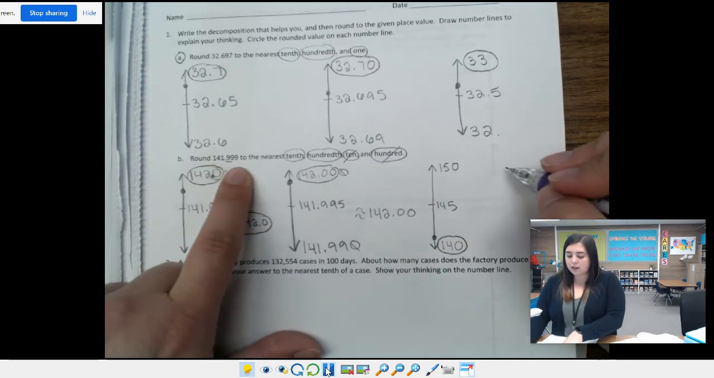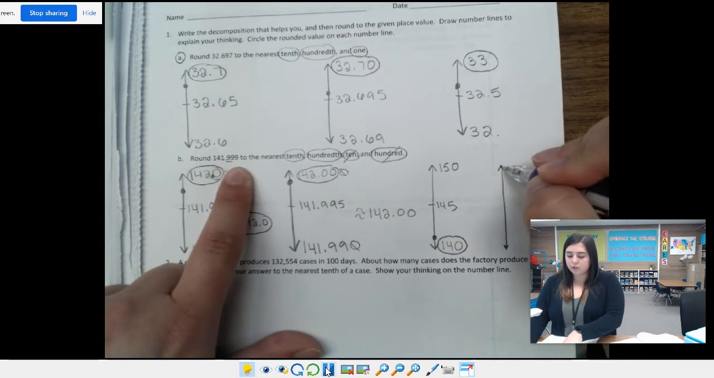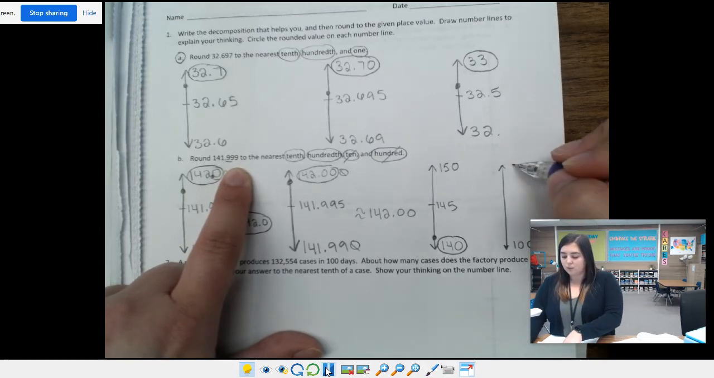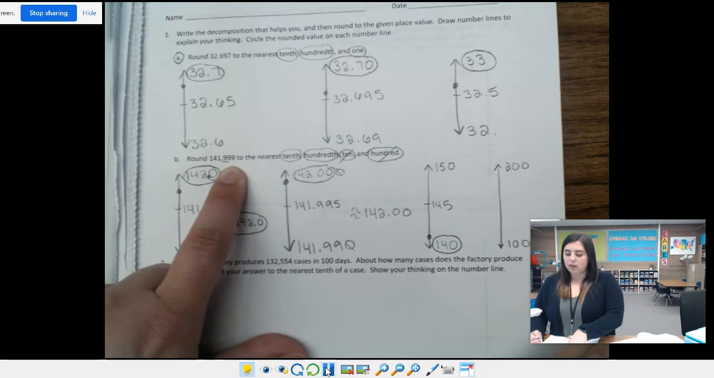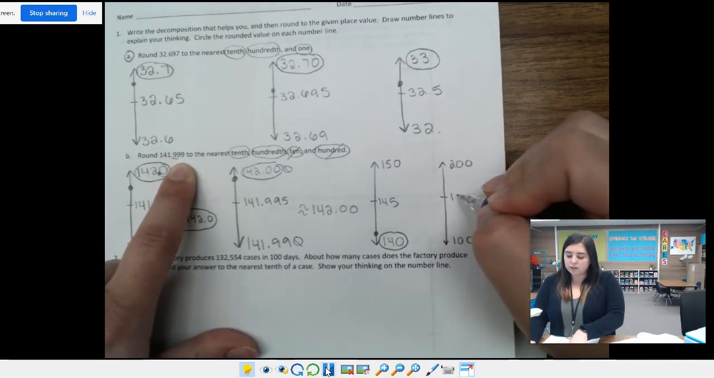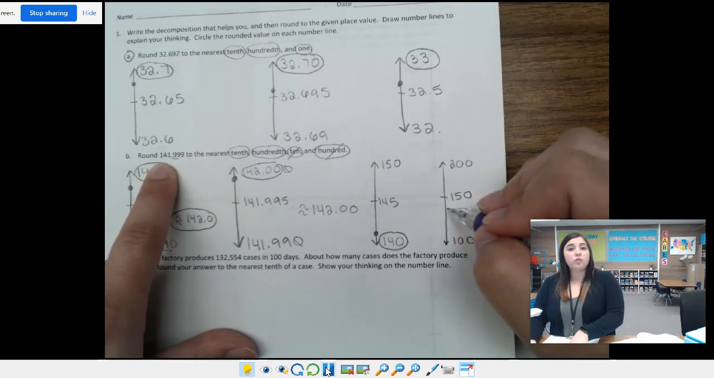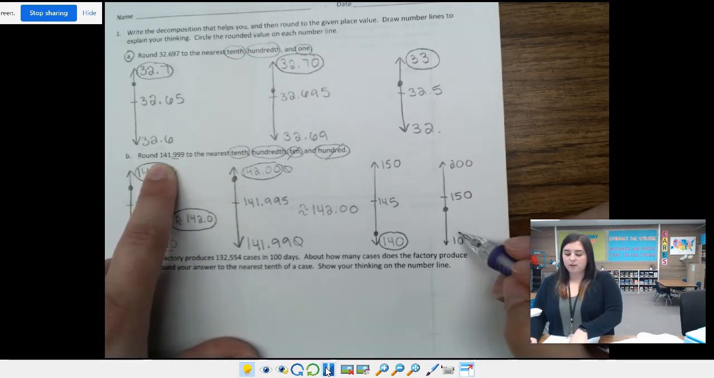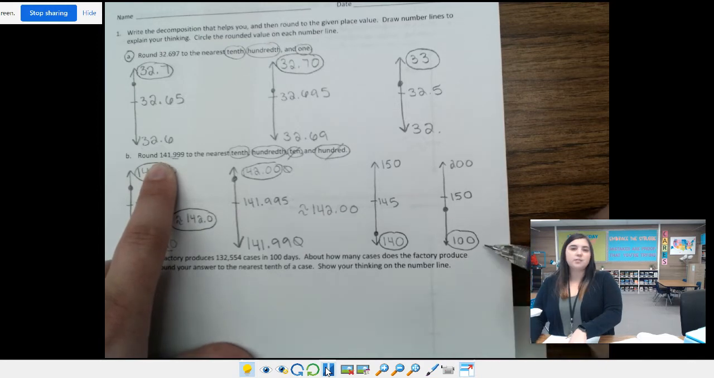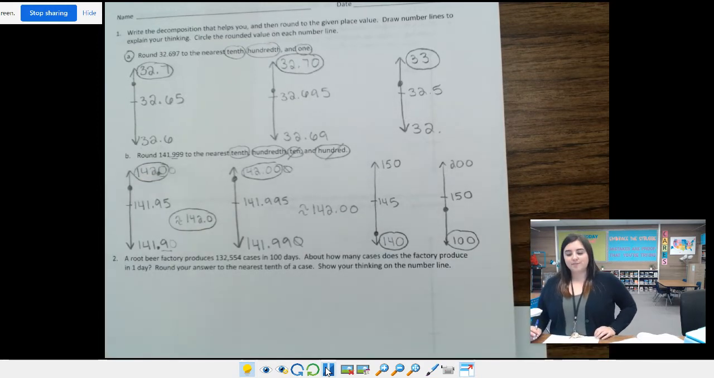Rounded to the nearest 100, my hundreds place, I only have a 1, so I have 100. One more 100 would be 200. In between 100 and 200 is 150, and my number is 141, so it is less than that. So it is closer to 100 than it is close to 200.